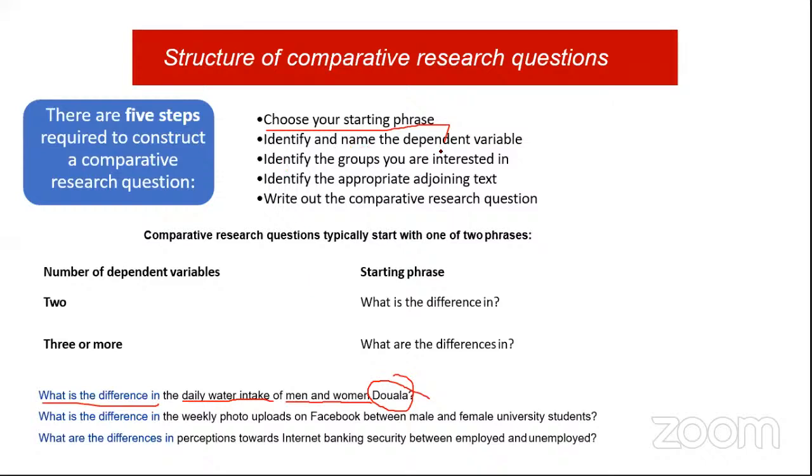We identify and name the dependent variable, identify the groups of interest. For the group of interest, we've said men and women, and identify the appropriate adjoining text. Now, you want to examine the difference in daily water intake of men and women. So that is the adjoining text.